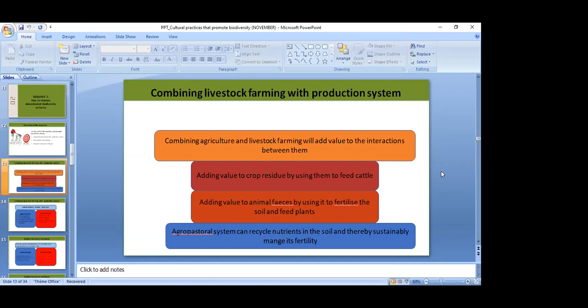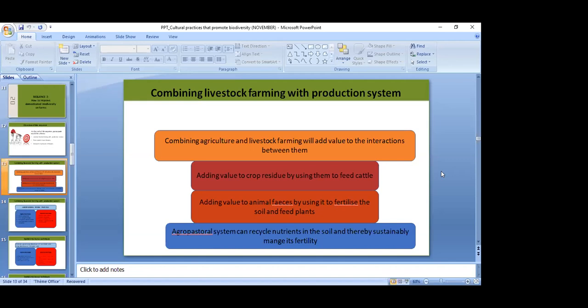You allow that field to settle, through rainy season and dry season, and the land is tilled a little, and it makes the soil structure improve. And there will be mineralization of the macronutrients. So what happens to that land? It improves the fertility of the land. And that is why we say, when you combine agriculture and livestock farming, it improves the interaction between them.